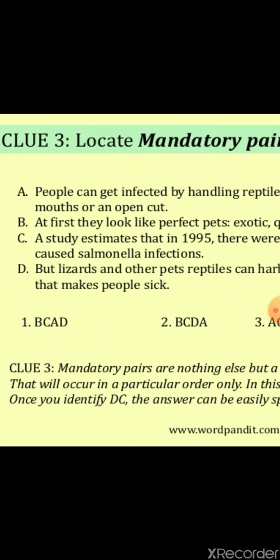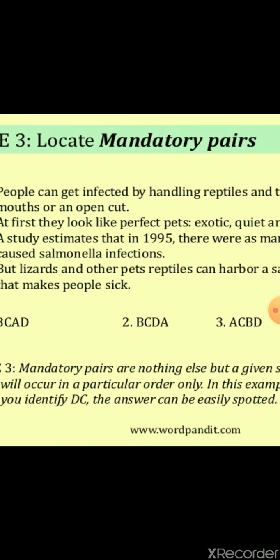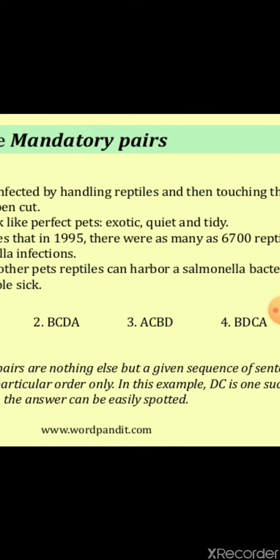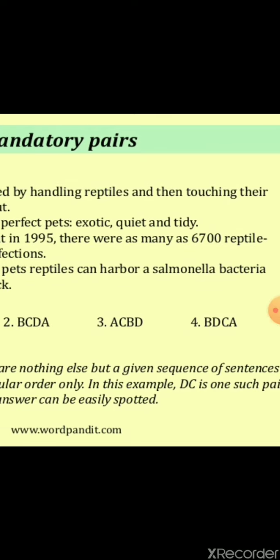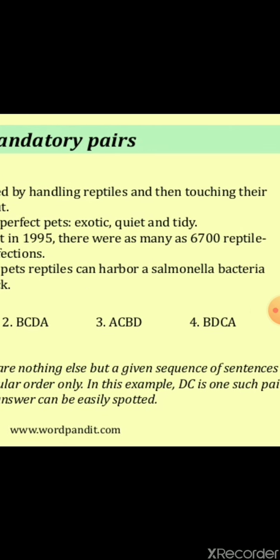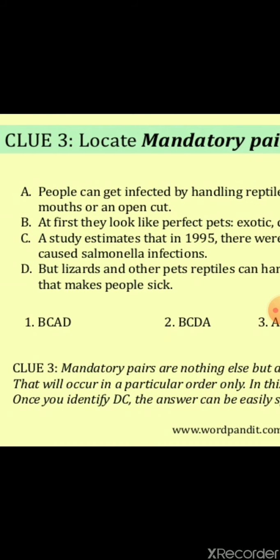Okay, in this way when you are starting reading, mandatory pairs are nothing else but a given sequence, meaning collectively, B should be followed by D. Okay, should be means the event-wise sequence of the events that happened in the paragraph. So this we need to find out, a given sequence of the sentences that will occur in a particular order only. So in this example, just look at D and C.